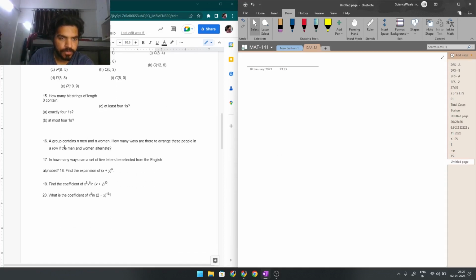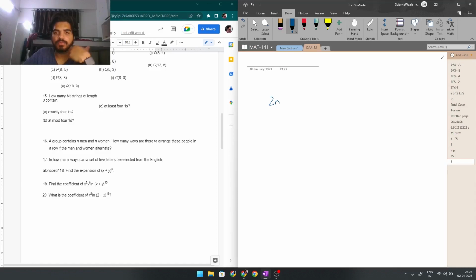A group contains n men and n women. How many ways are there to arrange these people in a row if men and women alternate? Since we are asking them to sit in alternate positions, the first position will be, okay, let me do a simplification for you. Now we will divide this problem into two parts. For the first position, it has 2n options.